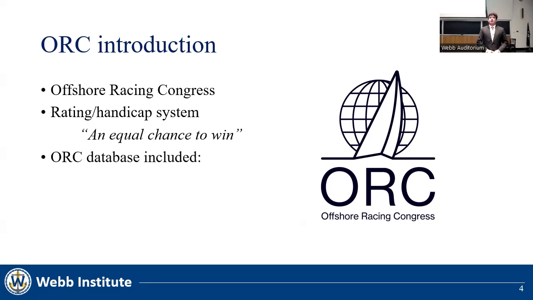Why am I talking about this? The ORC, they were kind enough to make their data available. That database included 8,500 yachts from 40 different countries, and each yacht had 181 parameters. But how was this whole data processed and gathered by the ORC?